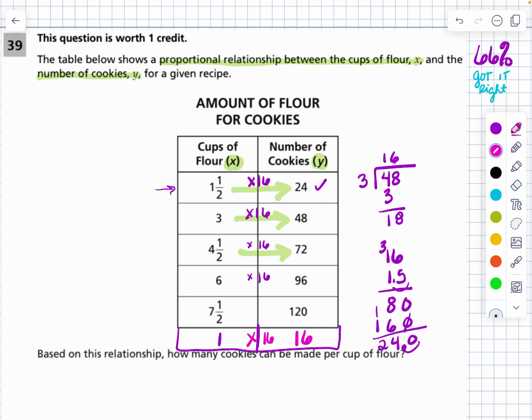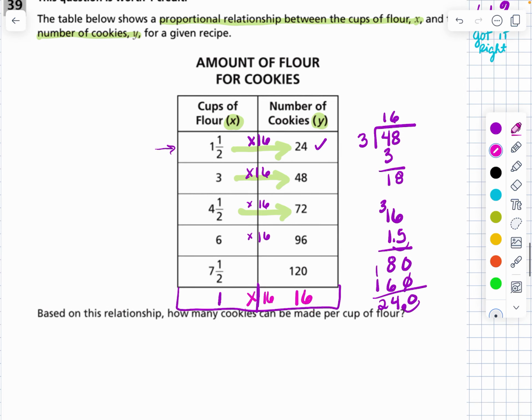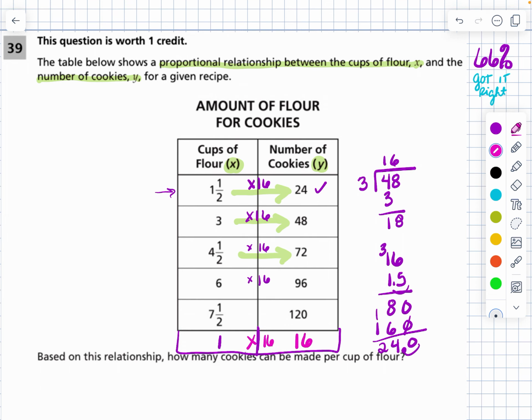So I think that's it. I think that's all we need to do. This is not a multiple choice question. This is a fill in the blank question.